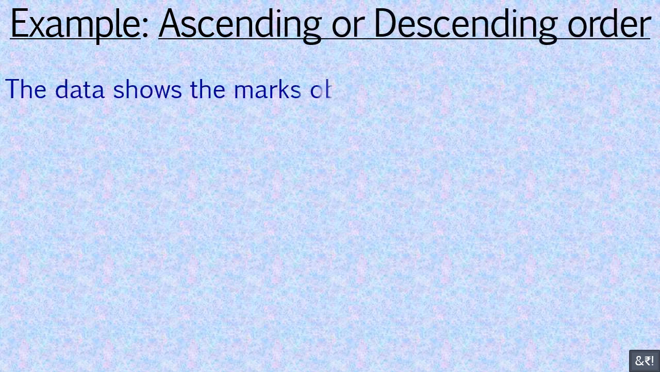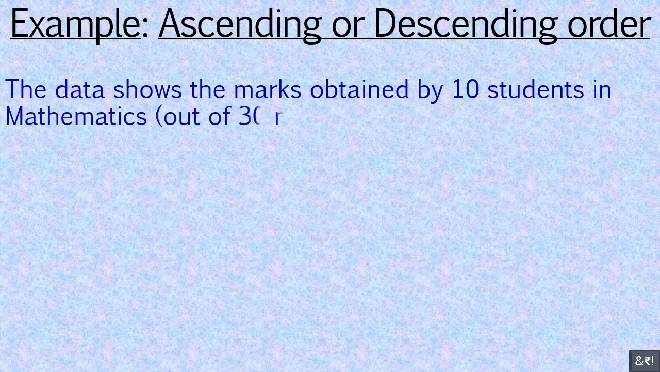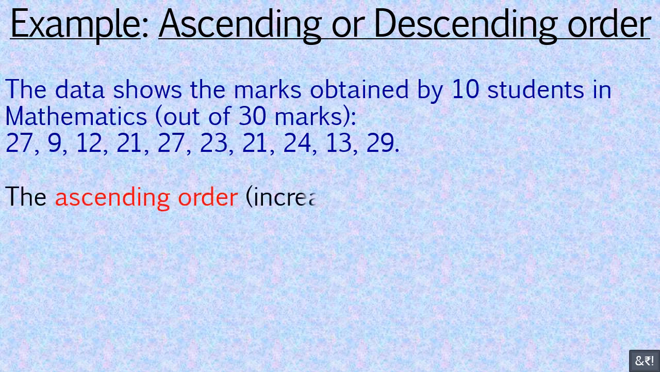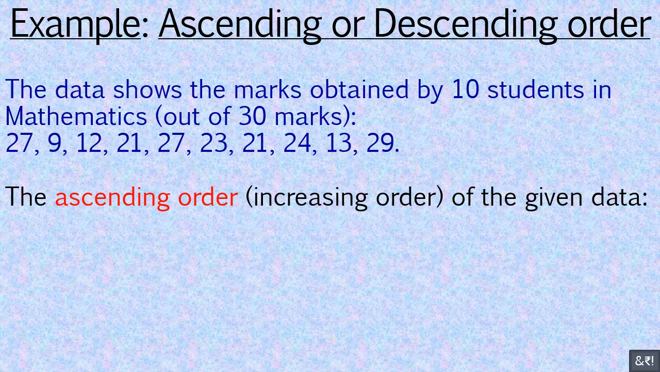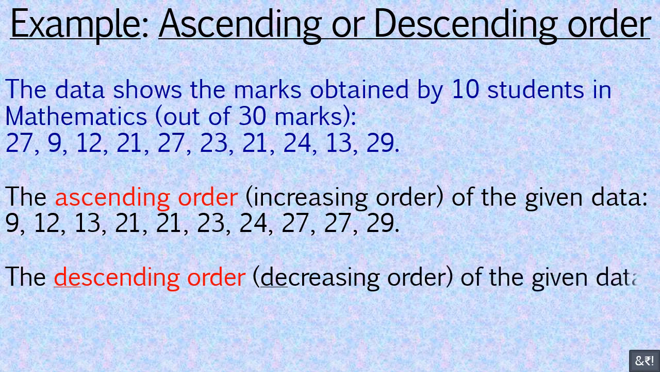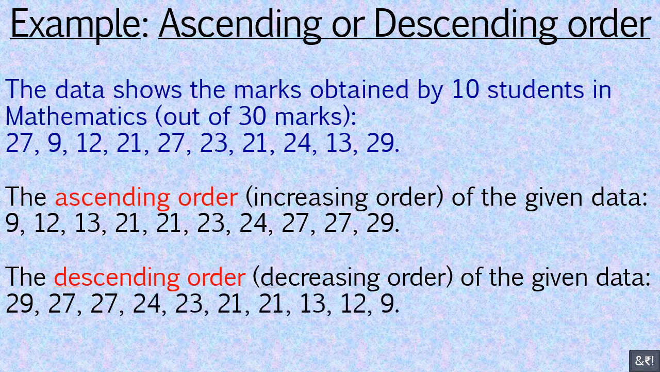Example, ascending or descending order. The data shows the marks obtained by 10 students in mathematics, out of 30 marks: 27, 9, 12, 21, 27, 23, 21, 24, 13, 29. The ascending order, increasing order, of the given data: 9, 12, 13, 21, 21, 23, 24, 27, 27, 29. The descending order, decreasing order, of the given data: 29, 27, 27, 24, 23, 21, 21, 13, 12, 9.